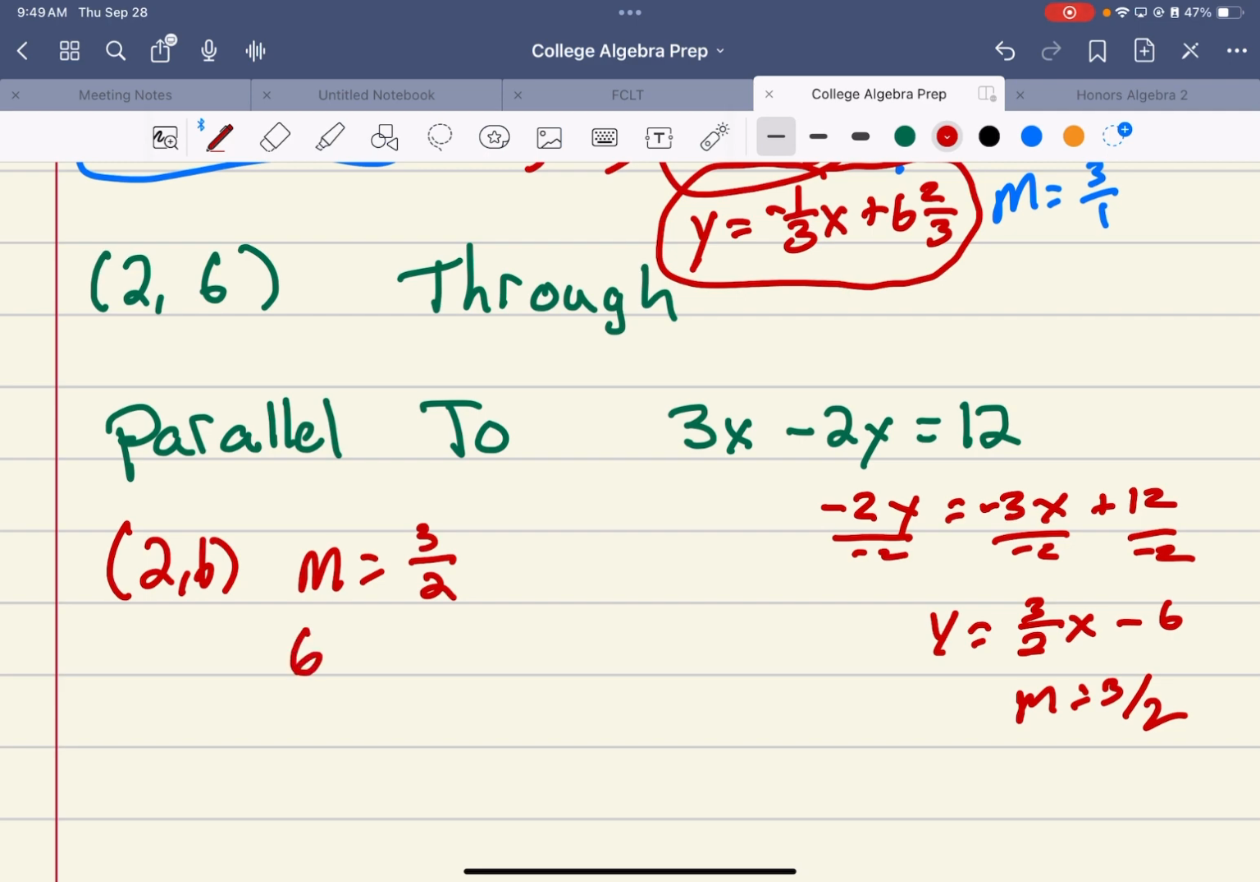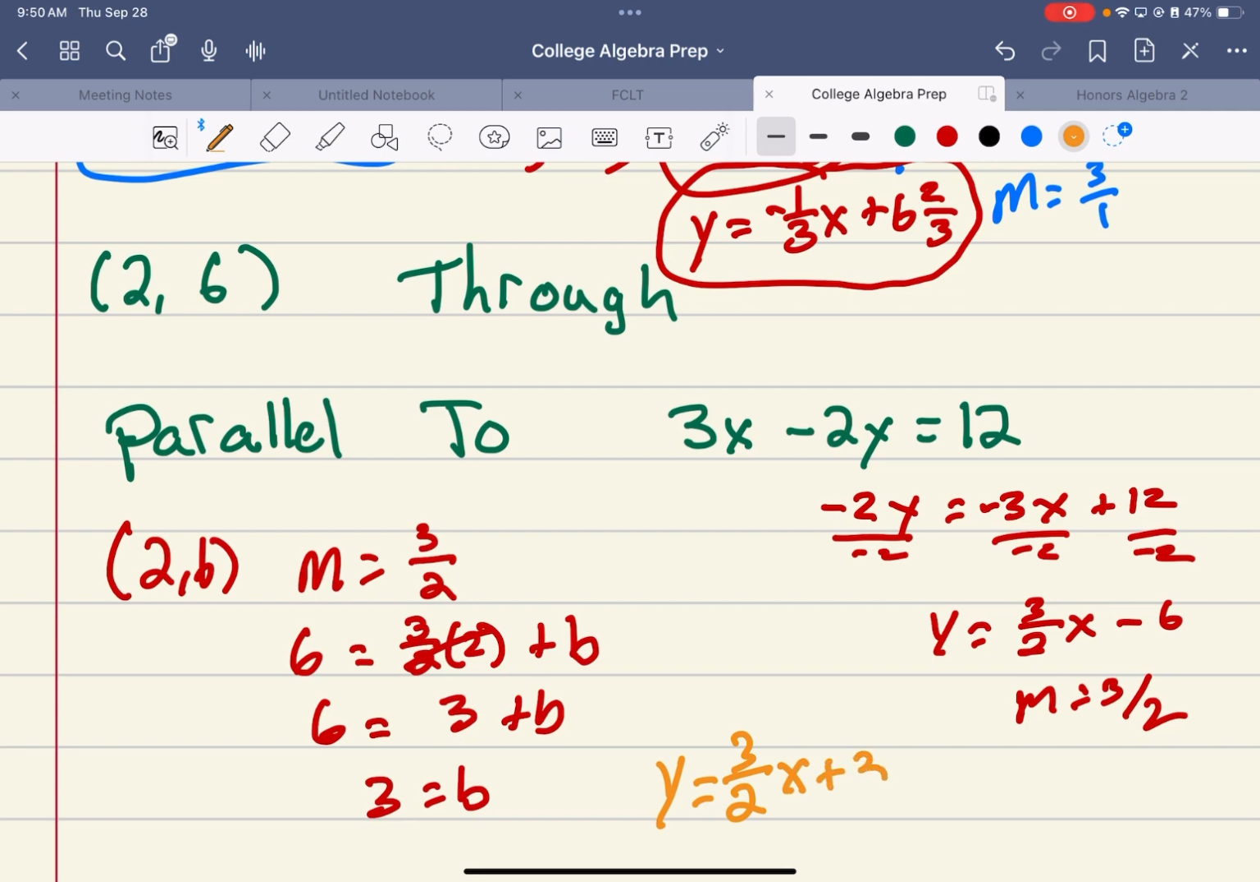Now we write it. My y value is 6 equals my slope times 2 plus b. 3/2 times 2 is just 3. So 6 is equal to 3 plus b. So 3 is equal to b. So then our equation, y is equal to my slope x plus 3. And there it is. Any questions?